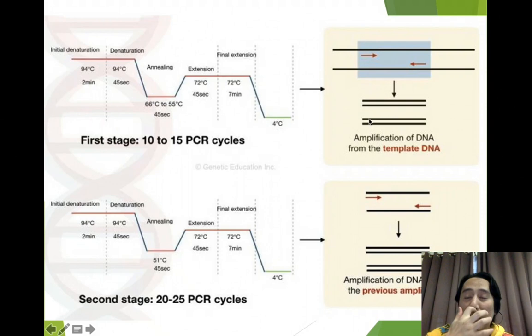Okay, so when it comes to the second stage, it will use this PCR product, the amplicon, to generate another amplicon, the PCR product. But at this time, the annealing temperature is reduced to 51, so that the primer can happily bind here, happily bind here. So it cannot bind anywhere else. It only can bind at these two sites. That's why it increases the PCR cycles to 20 to 25, so the amplicon produced is much more. Okay, so this is basically the principle of the TD.